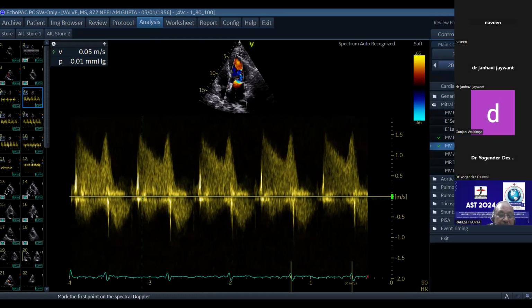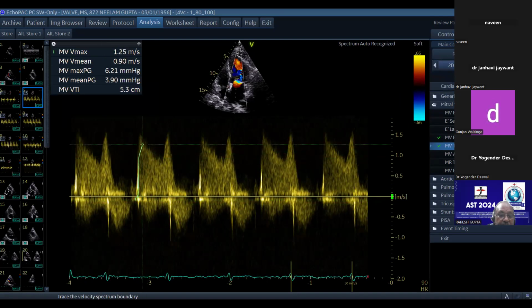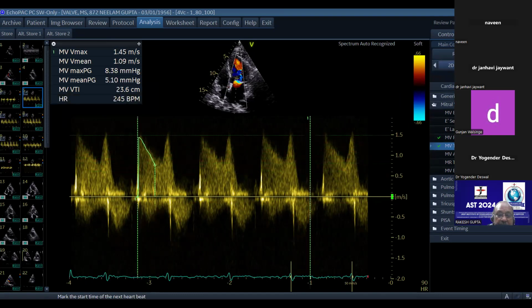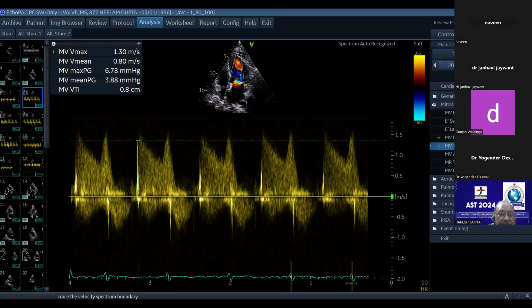So what I'll be doing over there is I'll go up, come down to baseline, then go up. Sorry, this will not let you go up, so I'll do something different. Come down to here to baseline, come like this and go up again to trace your E wave.